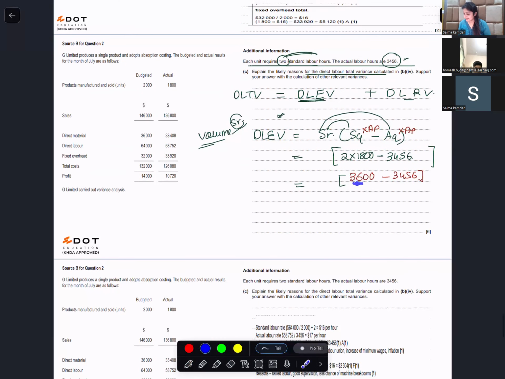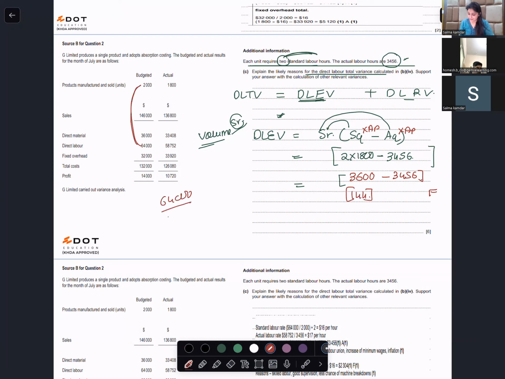So you expected that you will use 3,600 hours, but you used how many hours? 3,456. So that means there is favorable variance. How much? 144 hours. Standard rate is how much? Standard rate is $17 per hour.